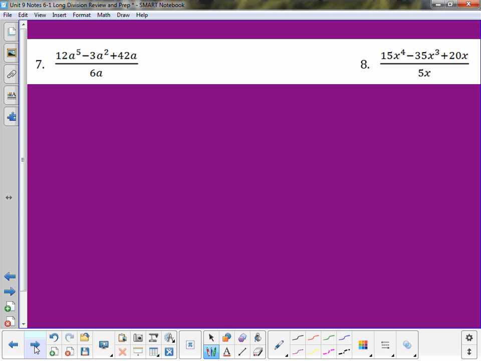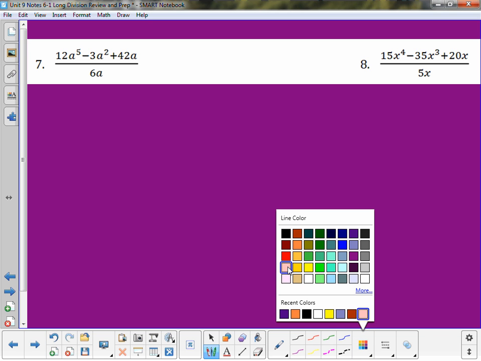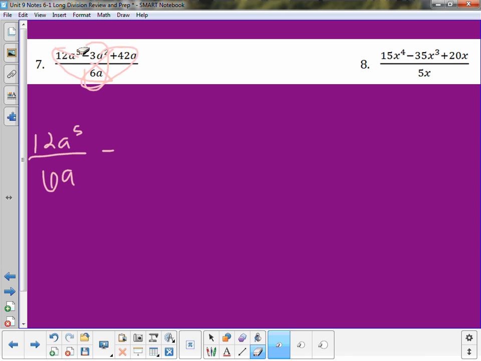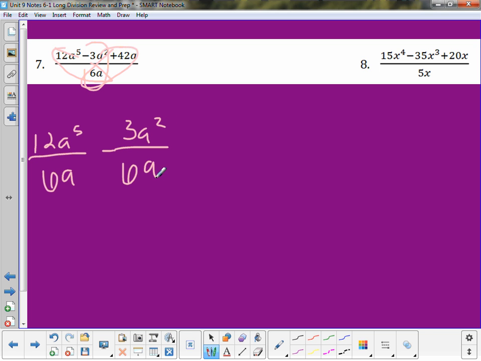Next, now we're going to do some dividing with some of these polynomials. So this is just kind of getting into what we're doing tomorrow. So here's what I want you to do to actually make these problems easier. I want you to look at it as 3 separate problems. So I'm going to look at this as a fraction, this as a fraction, and this as a fraction. So I'm going to do 12a to the 5th divided by 6a, minus 3a squared divided by 6a, plus 42a over 6a. So now we're just dividing each of those separately.